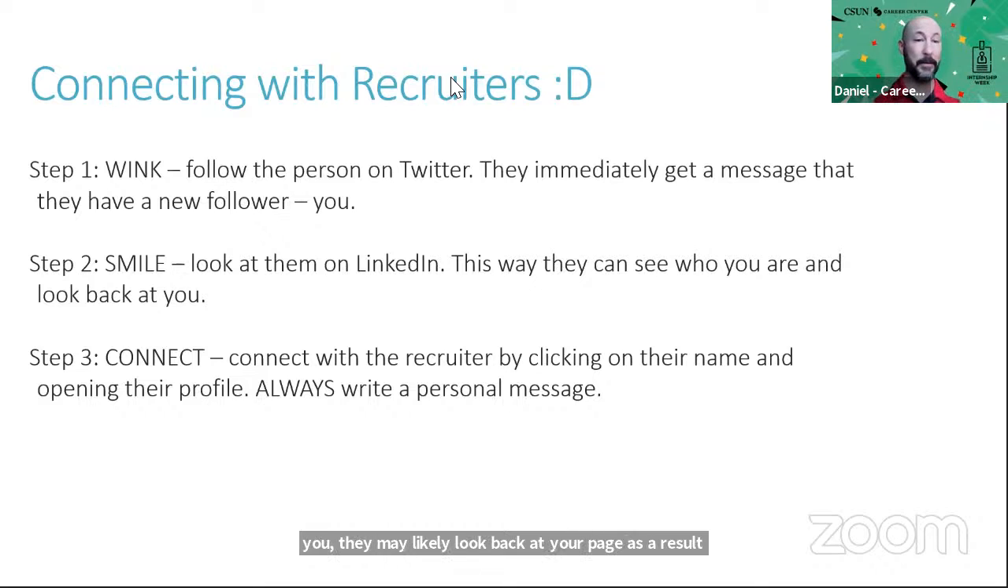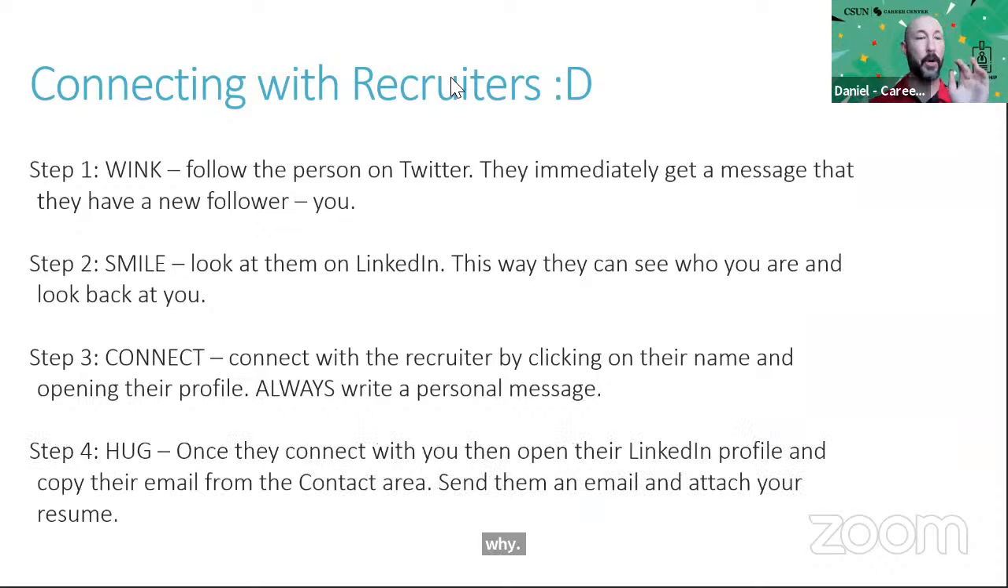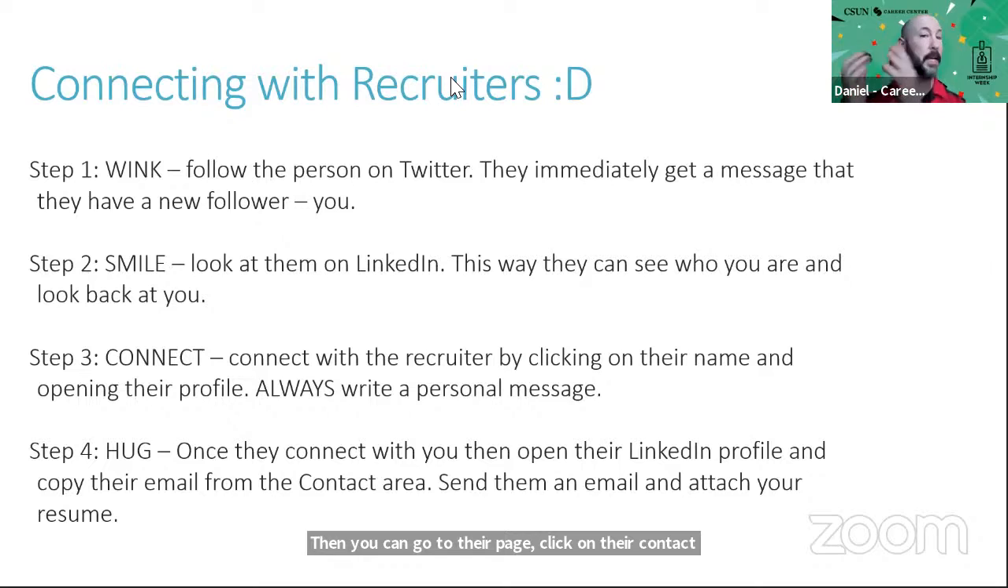Then, and only after that wink and smile, that's when you're going to want to go in and connect with them. You're going to connect with a recruiter by clicking on their name, opening their profile, and then writing a personal message. You can add a personal message to connecting with them, and let them know who you are and that you're interested in that industry and you'd love to connect with them. And when they accept your connection, then you can go to their page, click on their contact info, and actually access their email. And you can take it off LinkedIn. You can email them your resume and ask to be a part of their applicant tracking pool. And that's where you can take it to that next level at that point.